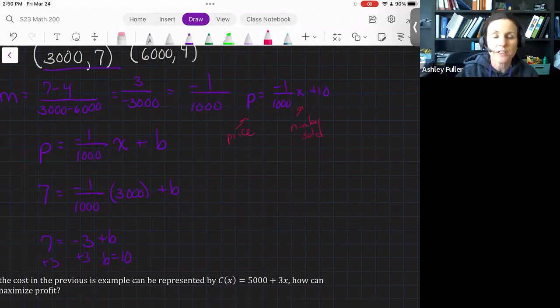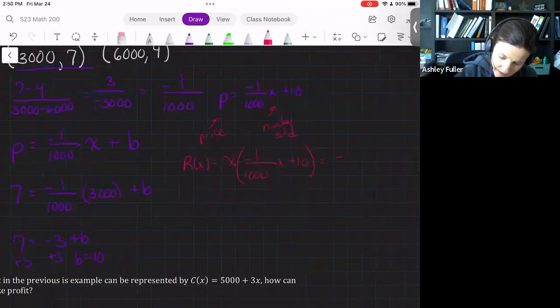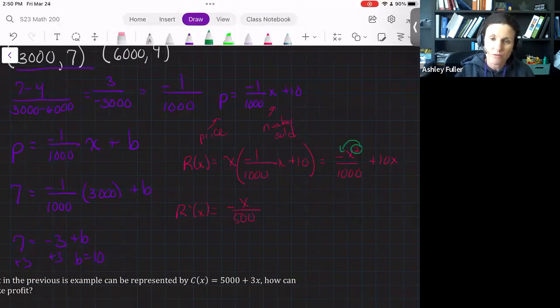And so I am looking to maximize revenue. So my revenue function is the number I'm going to sell times the price, which gives me a revenue function of negative x squared over 1,000 plus 10x. And to maximize that revenue, I'm going to take the first derivative, which results in negative x over 500, because again, I'm bringing the 2 down. 2 over 1,000 is 1 over 500.